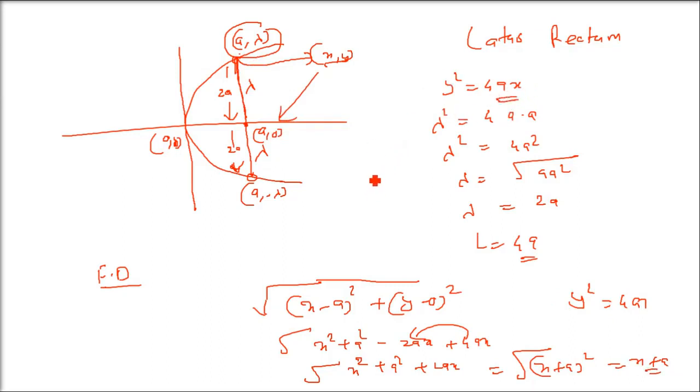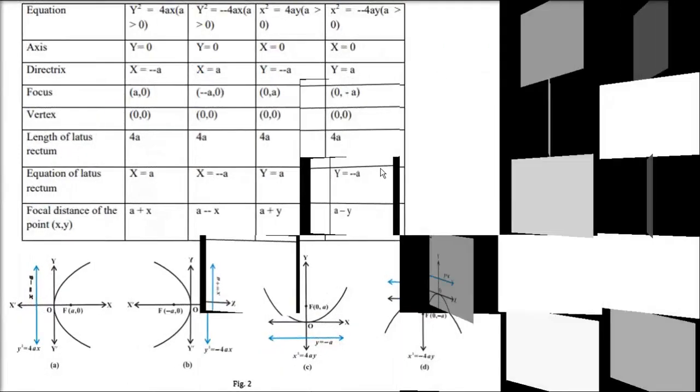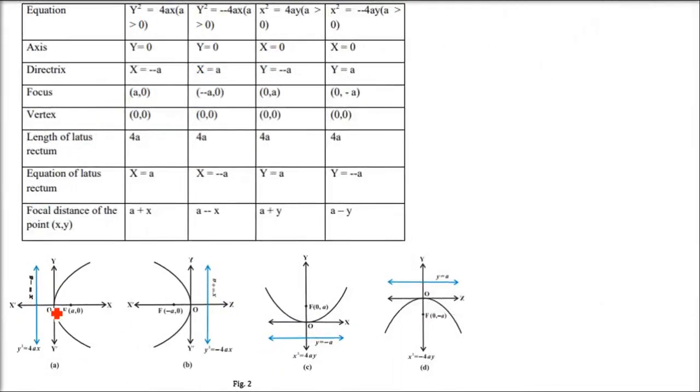Now the question arises that there are 4 possibilities. One we have already seen in detail. You just have to imagine how the others will be formed. So first is y square equals 4ax. What is the axis? The axis of symmetry is the x-axis, so it is y equals 0. What is the directrix? It is on the left hand side, at the same distance, x equals minus a.